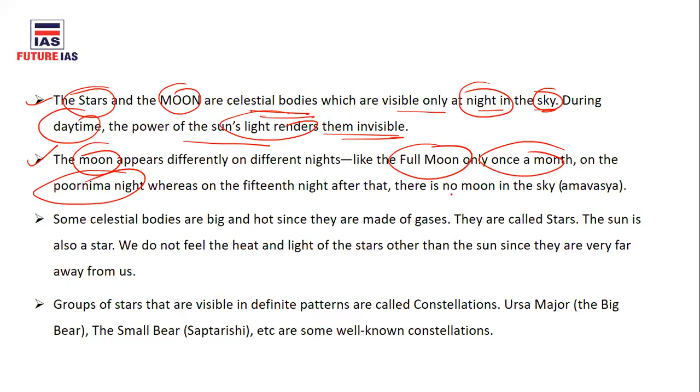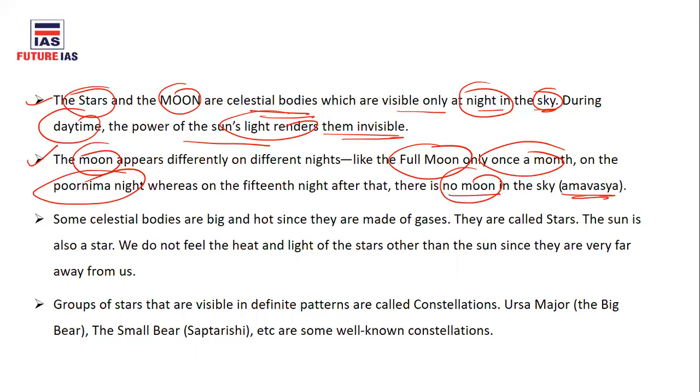And then there will be no moon in the sky. That is called Amavasya. So a full moon corresponds to the Purnima night, and no moon corresponds to Amavasya. That means there is no moon in the sky.